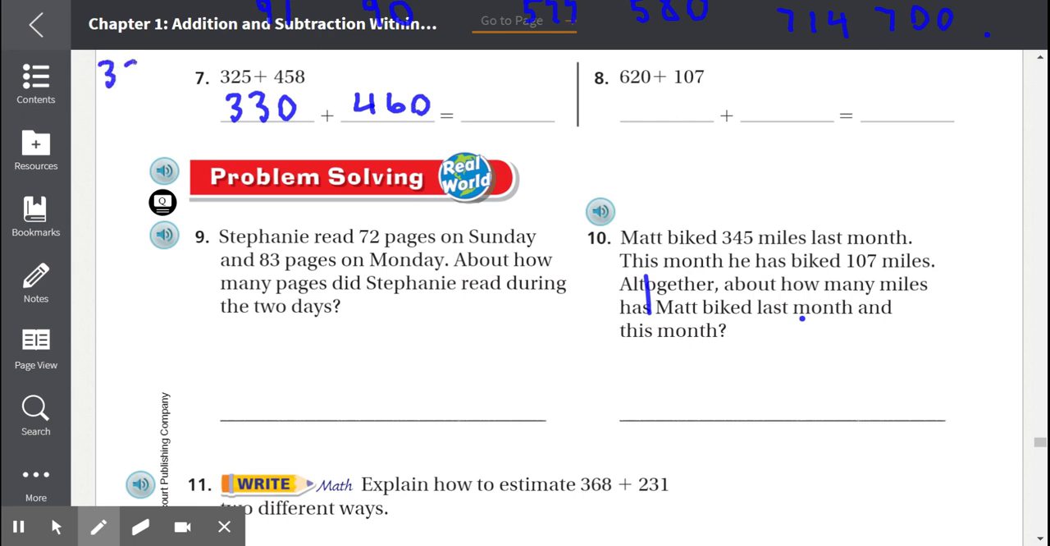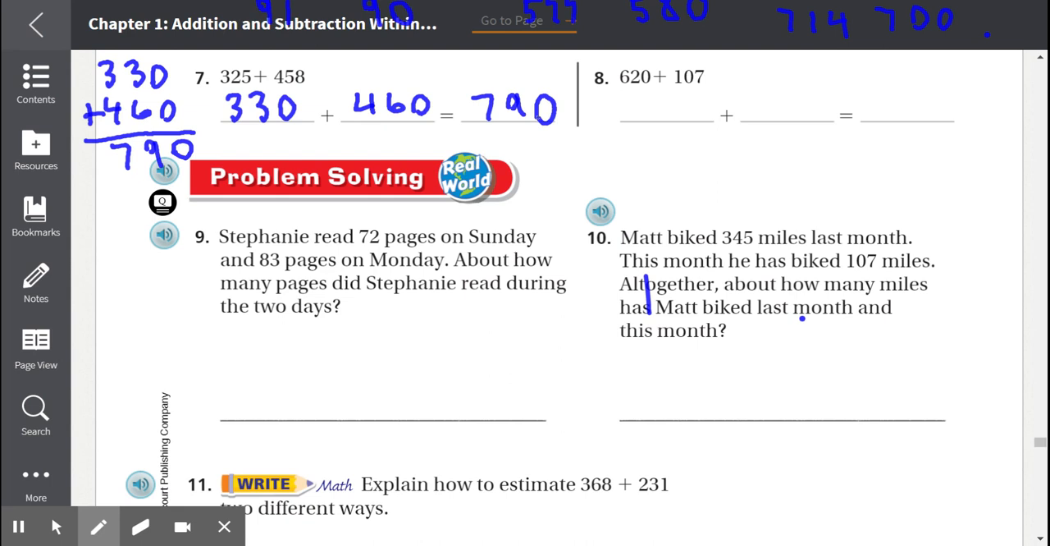So 330 plus 460 equals 0 plus 0 is 0, 3 plus 6 is 9, 3 plus 4 is 7. So 790. It rounds to 790.